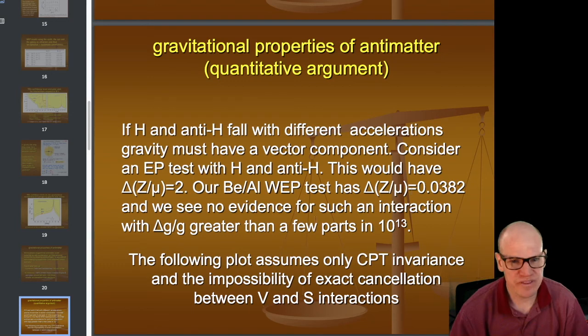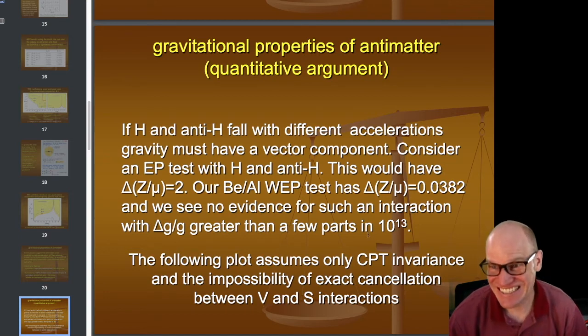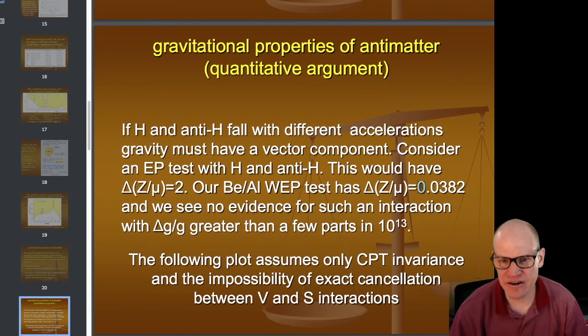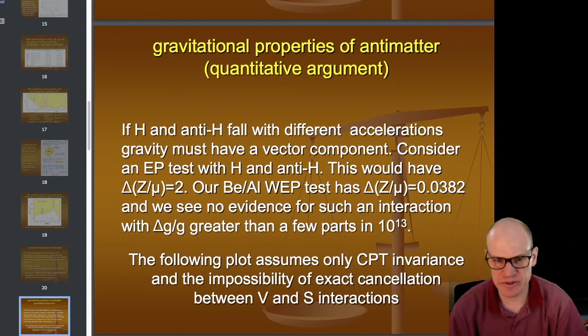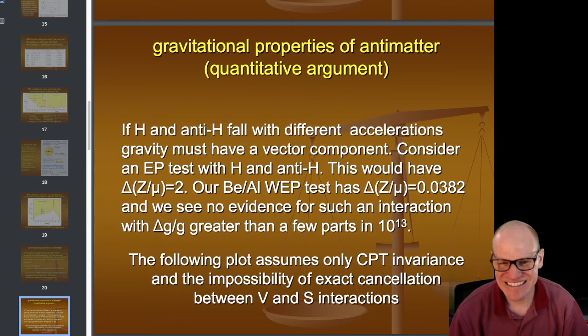All right. They see no evidence of this effect, with delta G over G greater than a few parts in 10 to the 13. So the maximum difference you can have between matter and antimatter, according to the torsion pendulum experiments, is a few parts in 10 trillion. Okay, a few parts in 10 trillion. That is a small number.